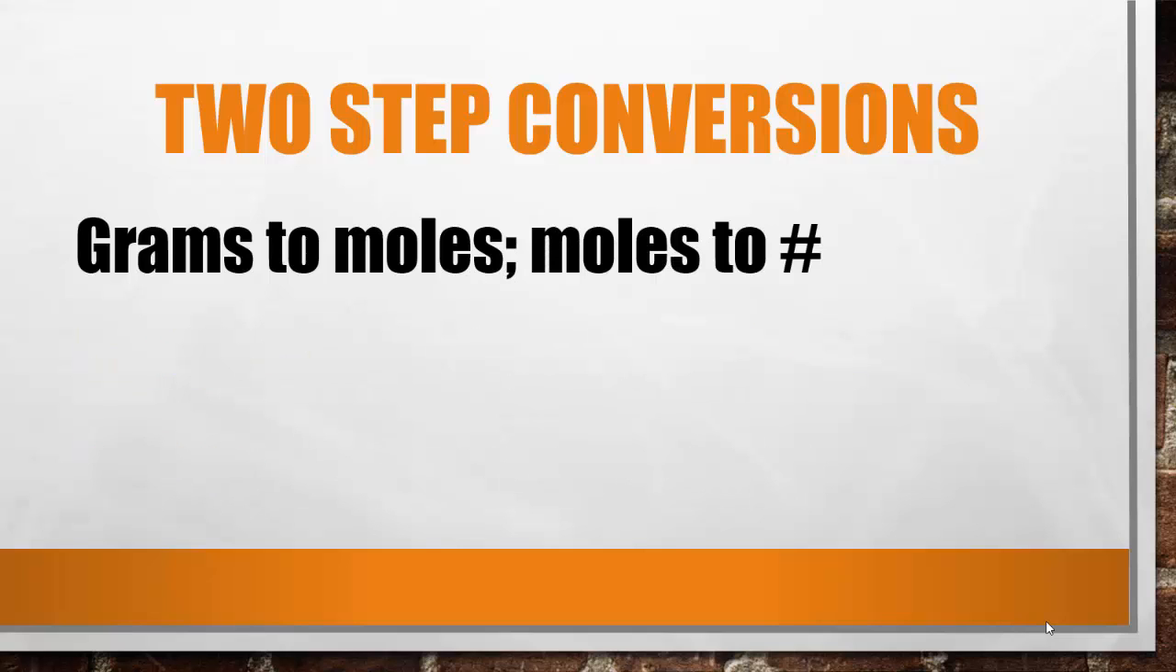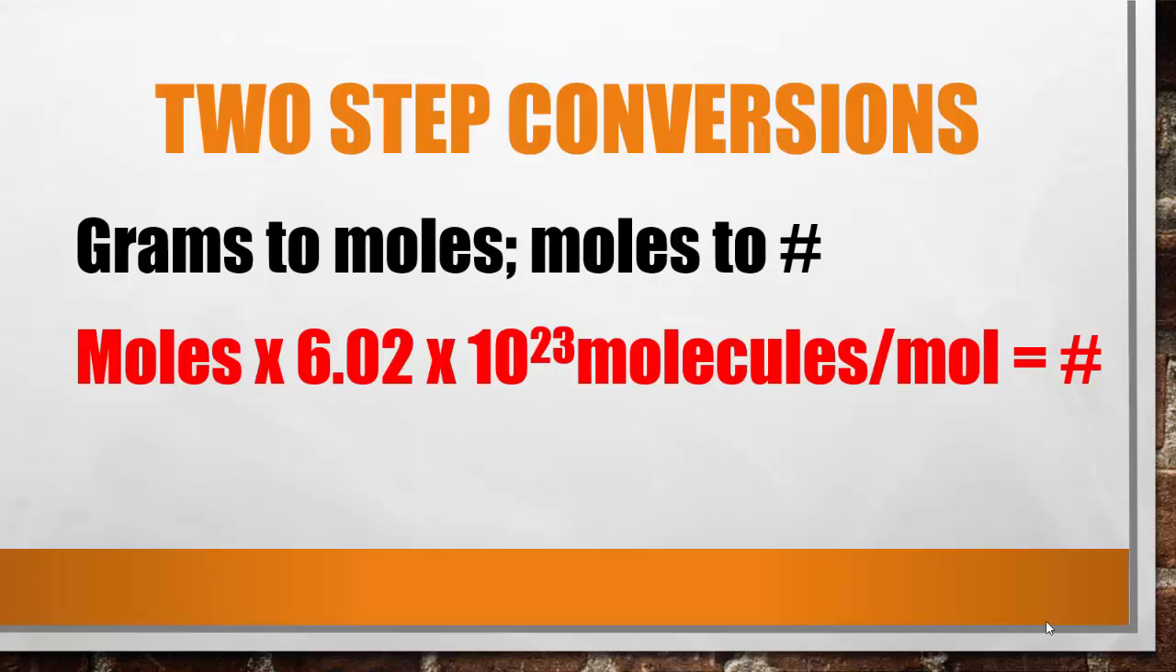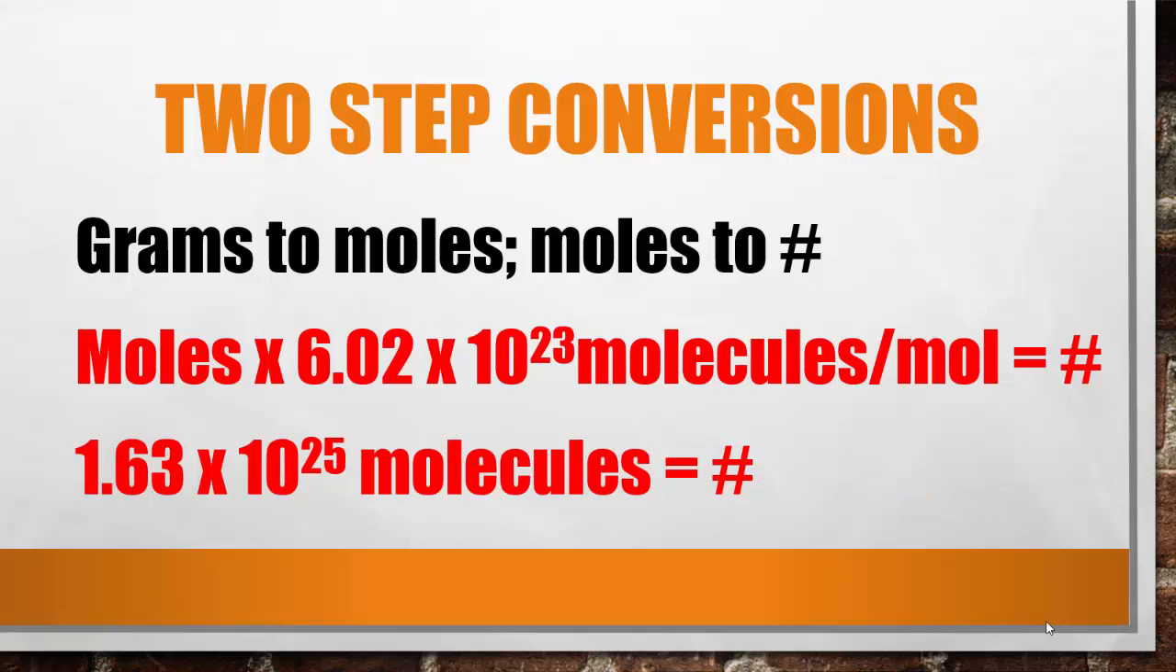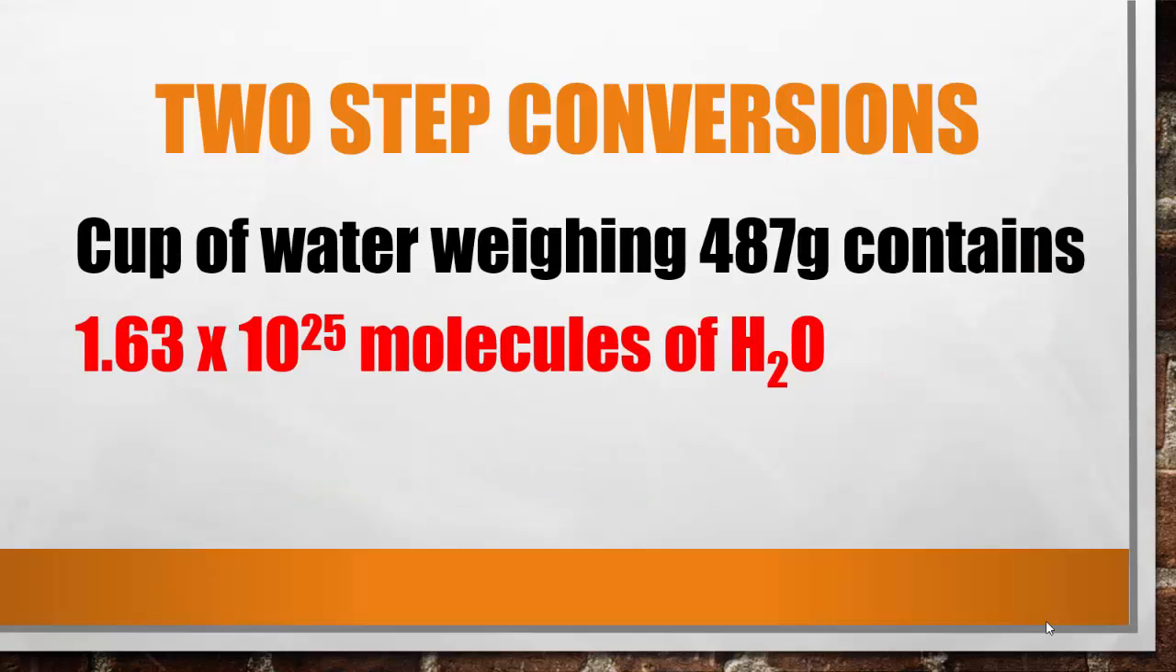Now we're going to go from moles to number, so we're going to use this equation, plug in what we know, hit the calculator button, and you get 1.63 times 10 to the 25th molecules. So the cup of water containing 487 grams has this many molecules of water.